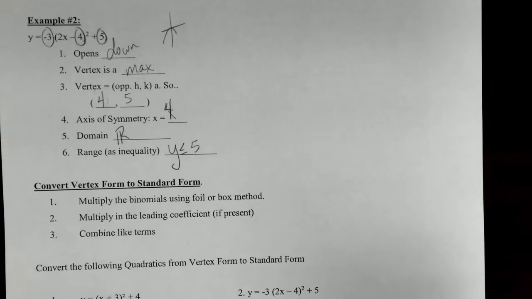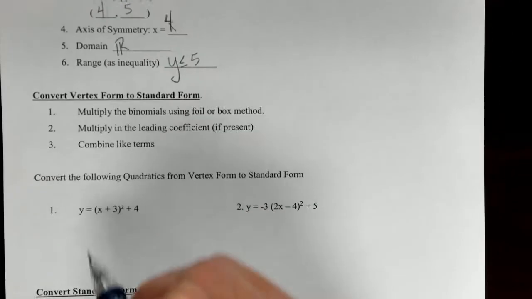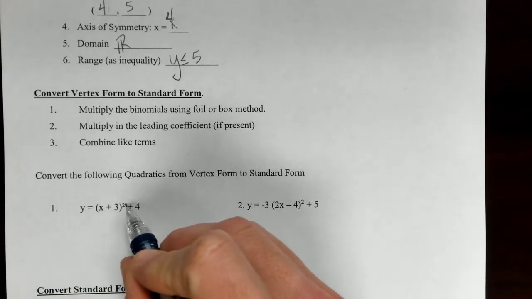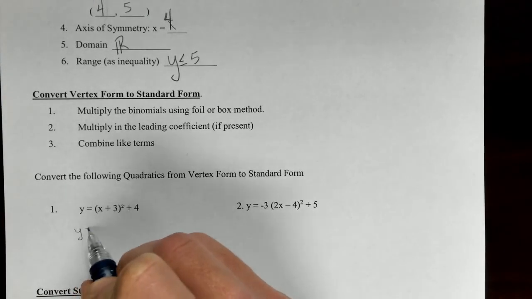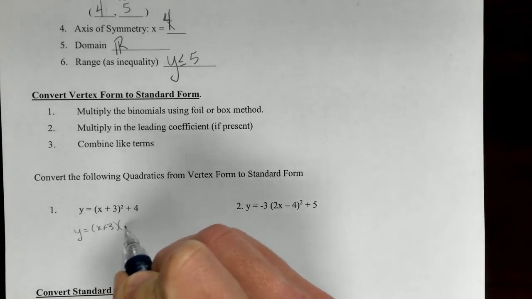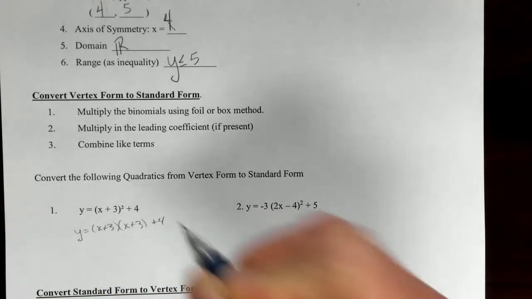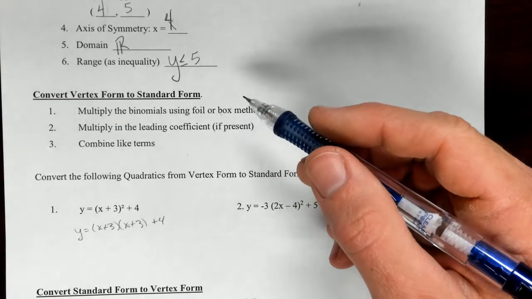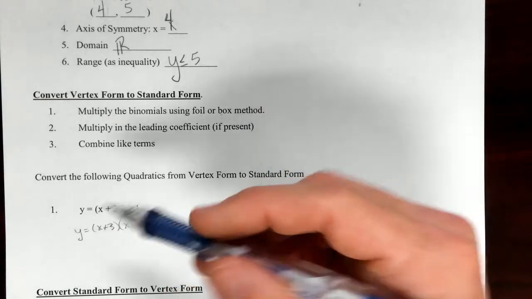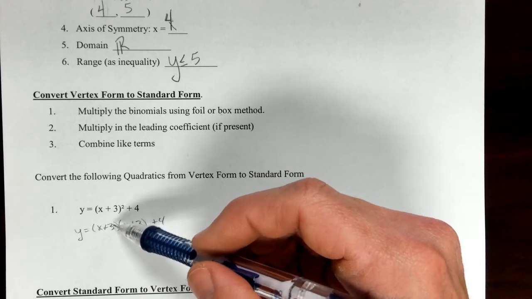Now let's look at how to convert vertex form back into standard form. So converting vertex form back into standard form. What this is, okay, this is a binomial squared, meaning I have 2 of these binomials. Right, so really I could say that I have y equals x plus 3, x plus 3, and then plus 4. So what you're going to do is multiply these 2 binomials with the FOIL or the box method. I don't care, you do you, boo-boo. And then if there's a leading coefficient, then you'll distribute that in, and then you'll combine like terms.